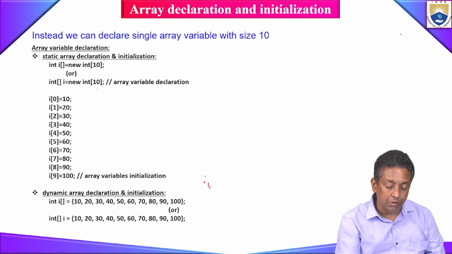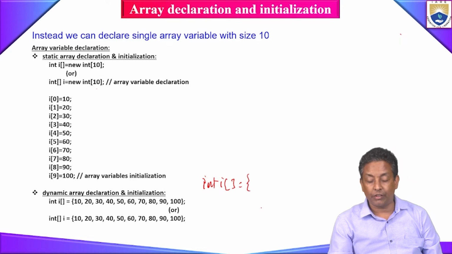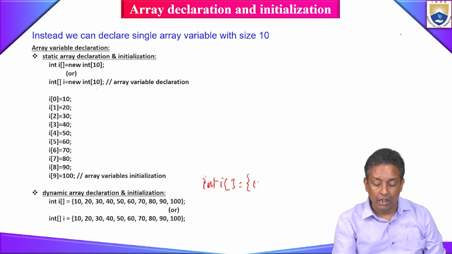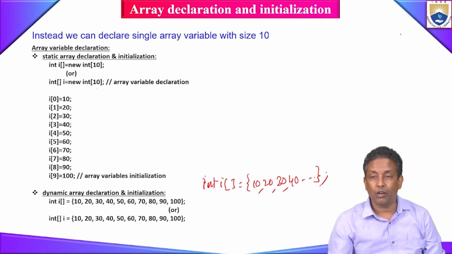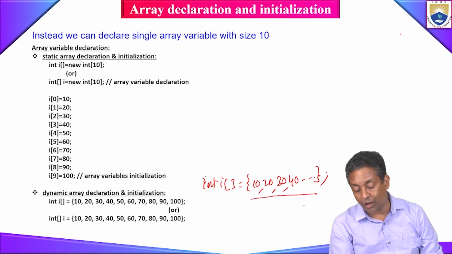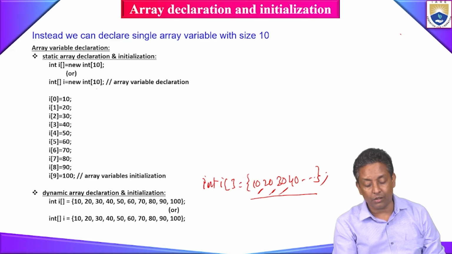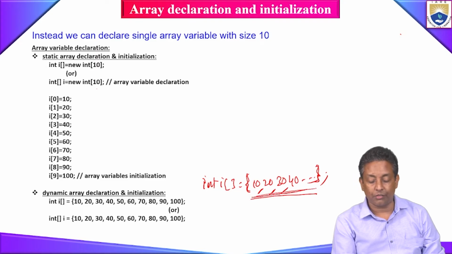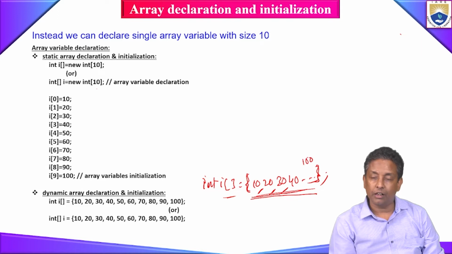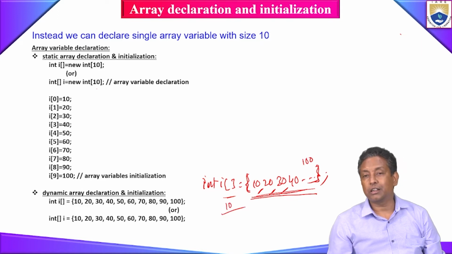Int i square bracket is equal to, in the flower braces. Remember, wherever you put flower braces, it indicates it contains an array of values. In the flower braces, you write 10, 20, 30, 40, and so on. And then you close the flower braces and put a semicolon. Based on the number of values we enclose in flower braces with comma separator, the size will be automatically determined. If it is 10, 20, 30, 40, 50, 60, up to 100, automatically the size will be declared as 10.